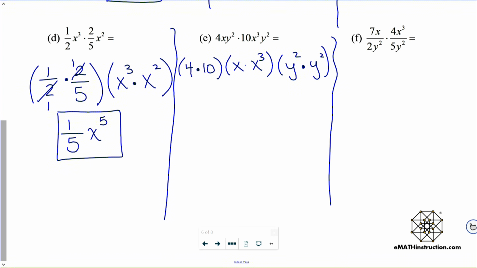And now I can evaluate. 4 times 10 is 40. X times x cubed, add their exponents. Again, if it helps, put an x to the first there. Whoops, that'll be x to the 4th. And then y squared times y squared, also add their exponents, y to the 4th.